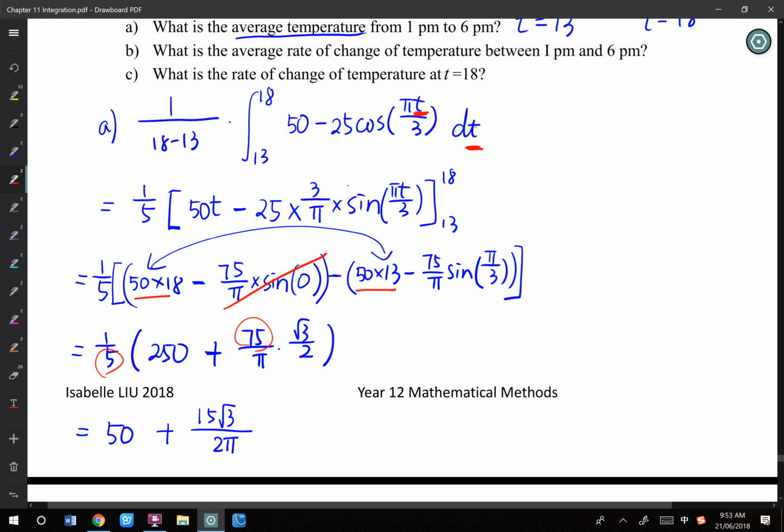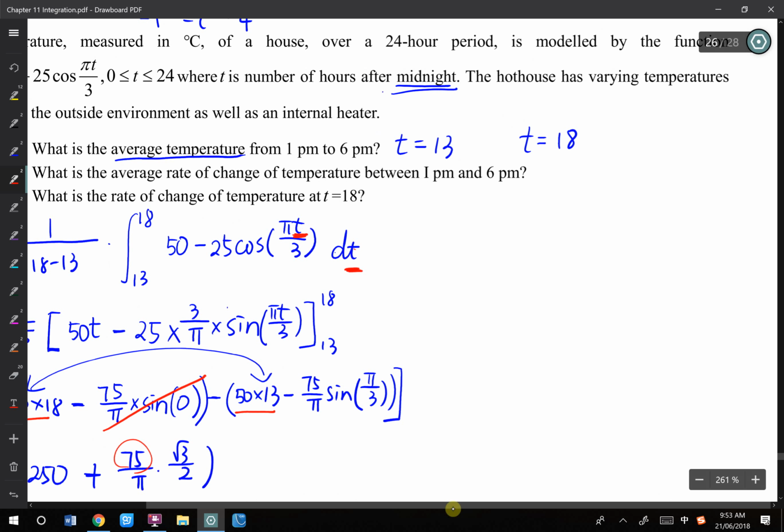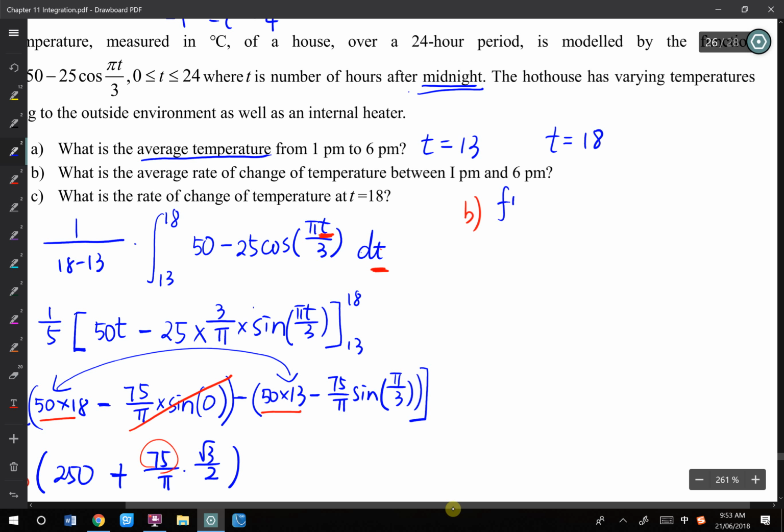Next one says, what is the average rate of change of the temperature between 1 to 6? This is talking about the gradient of the line connecting the point t equals 13 and t equals 18. So it's the average rate of change. The average rate of change formula is F18 minus F13 over 18 minus 13.